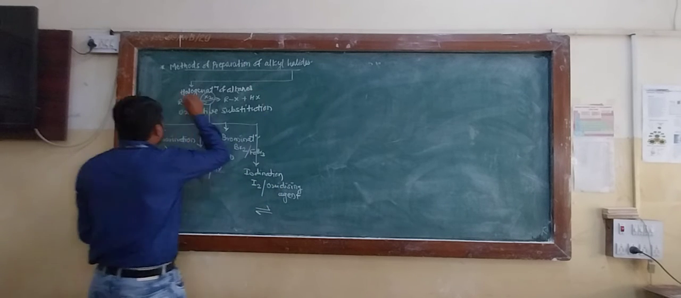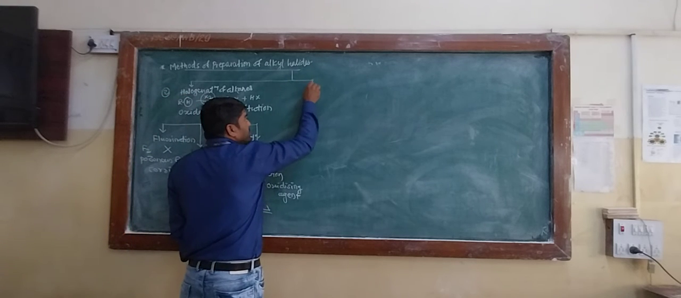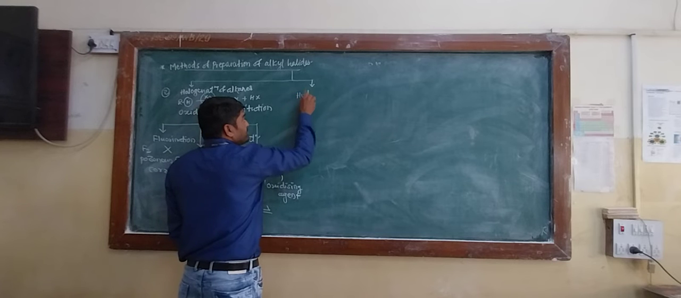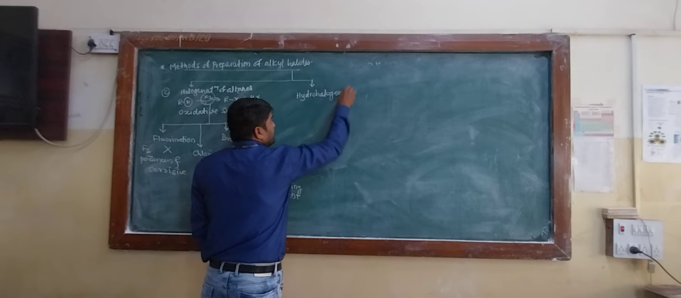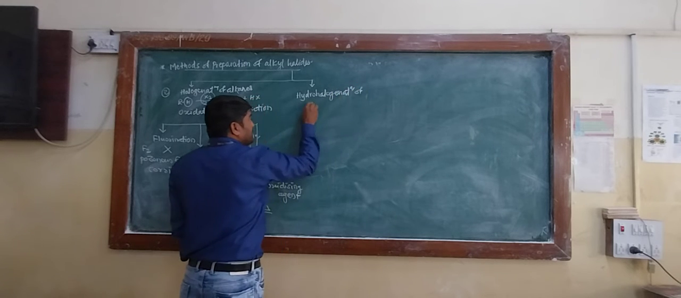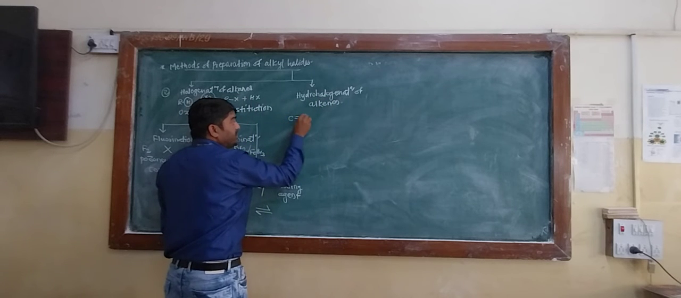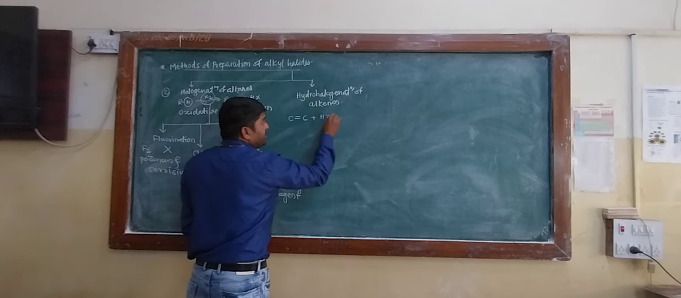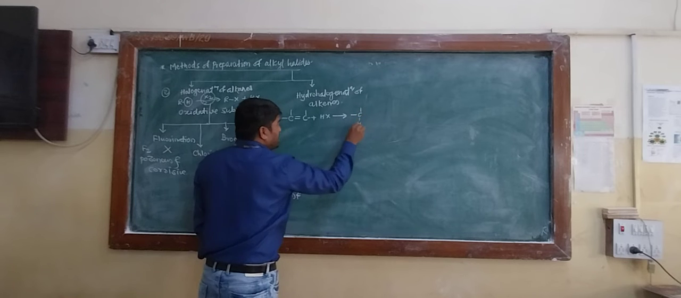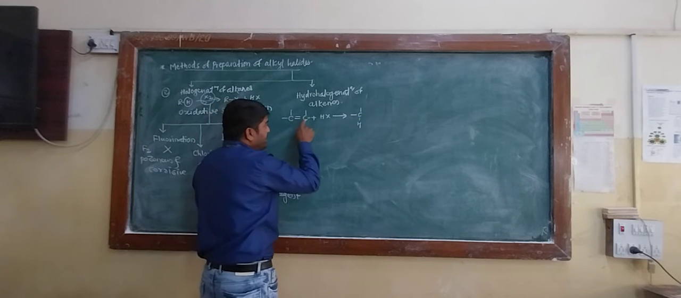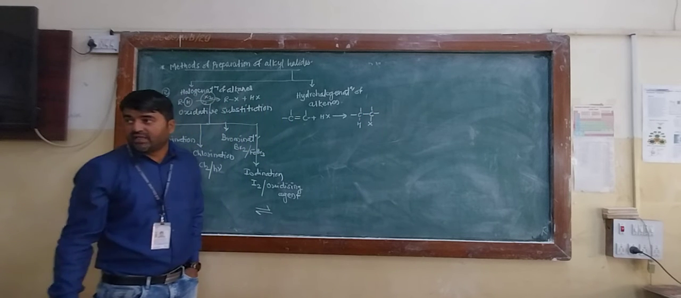Okay. Then the second method of preparation of alkyl halide is hydrohalogenation of alkenes. The reaction is the carbon-carbon double bond plus HX, right? It gives alkyl halide. Hydrogen is added to this carbon and halogen to the second carbon atom, right? So this is called the hydrohalogenation reaction.